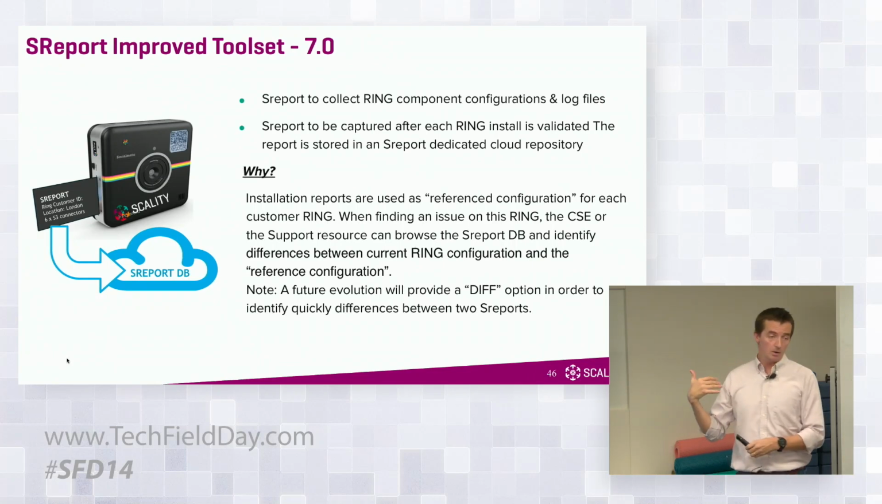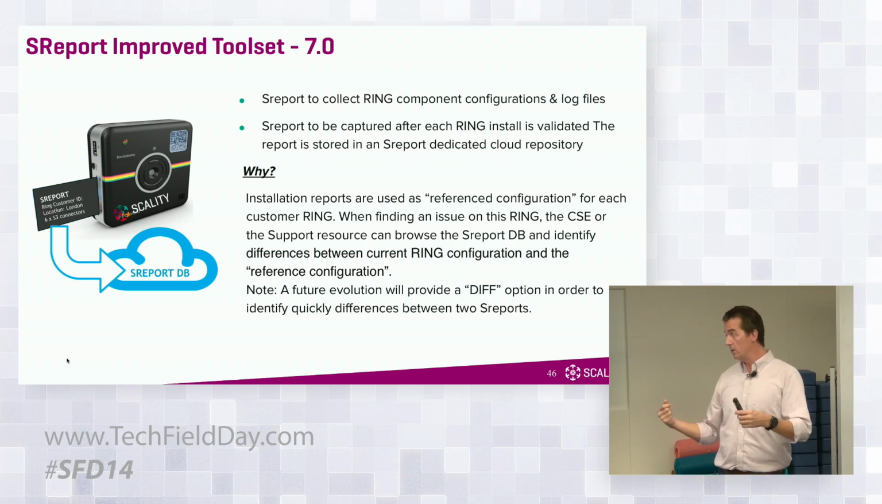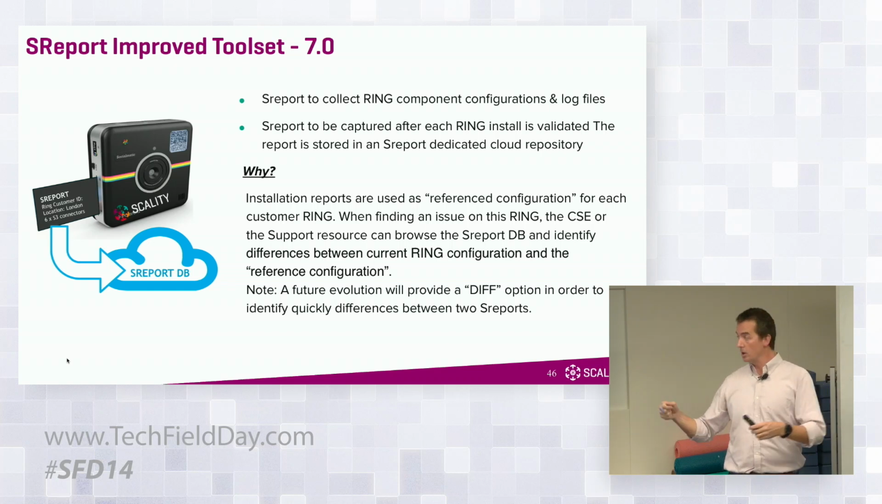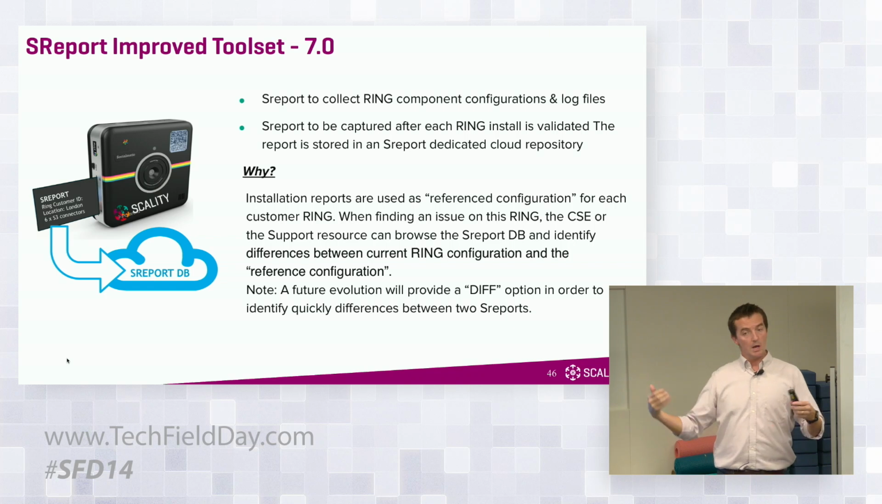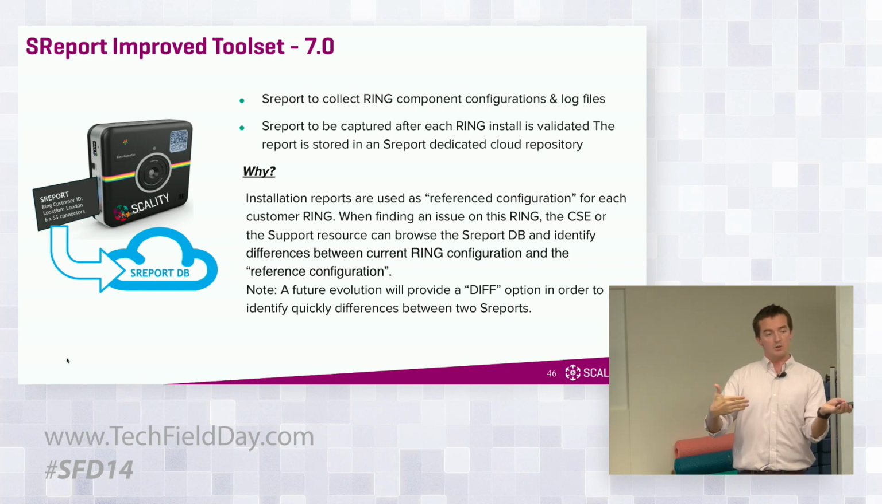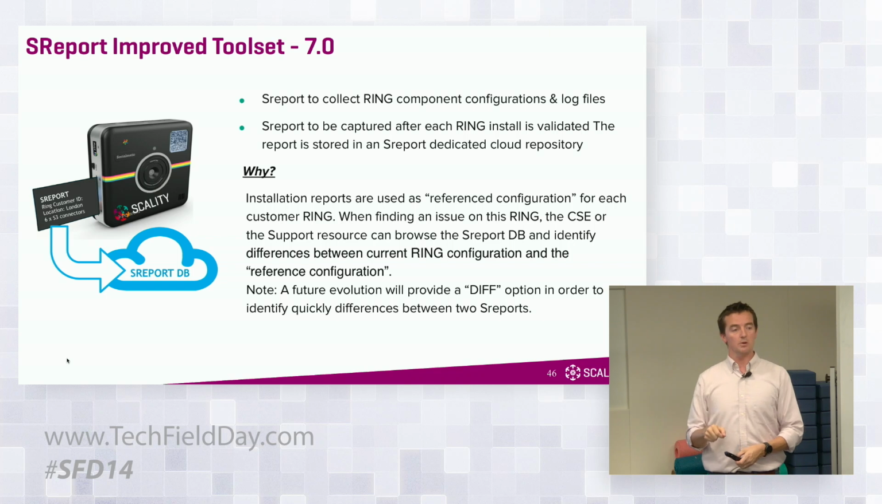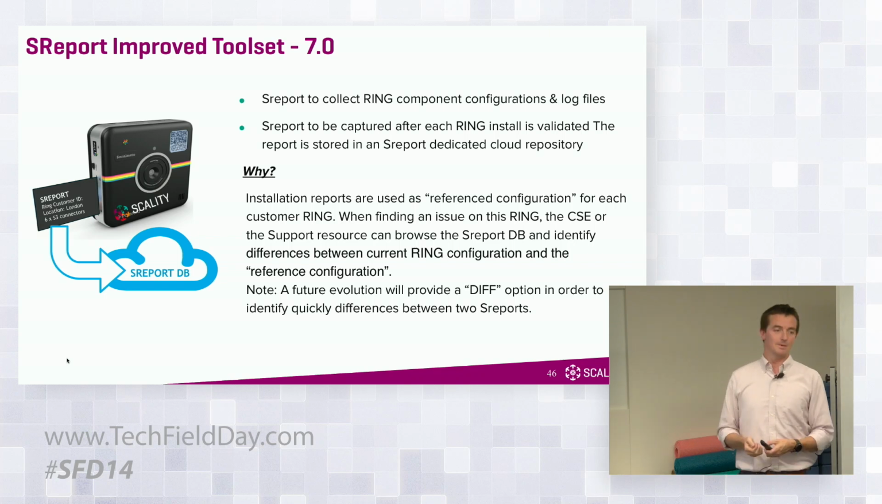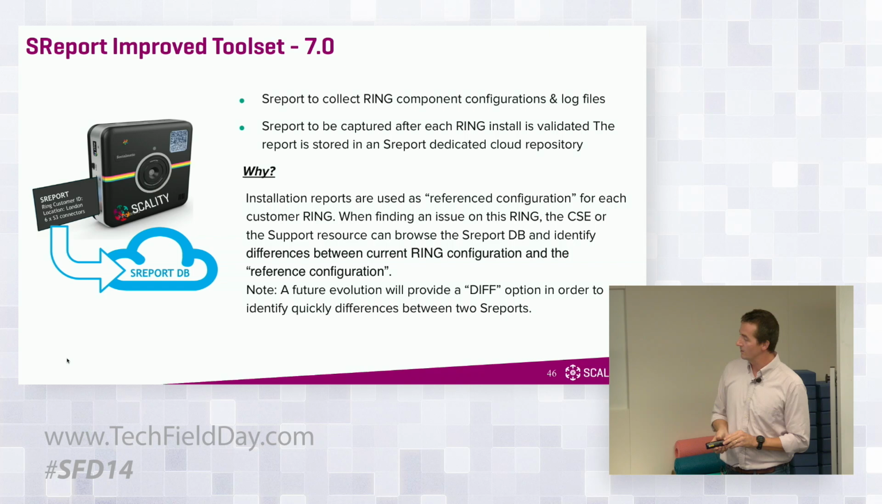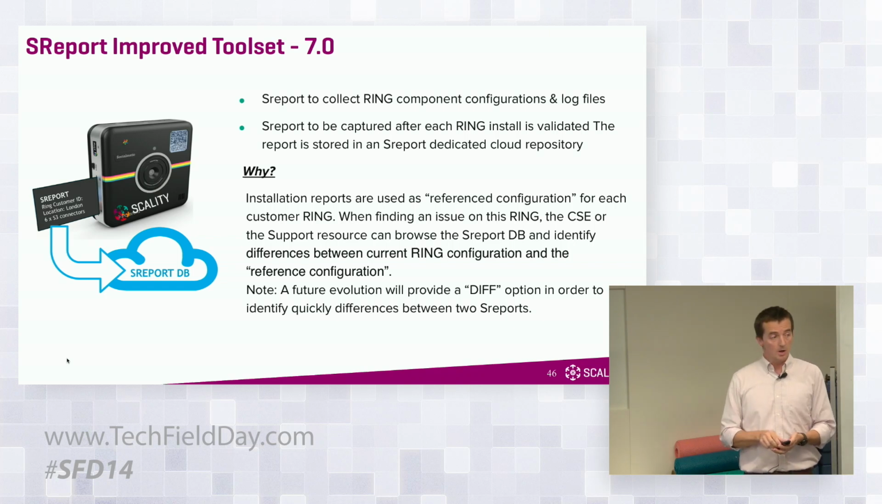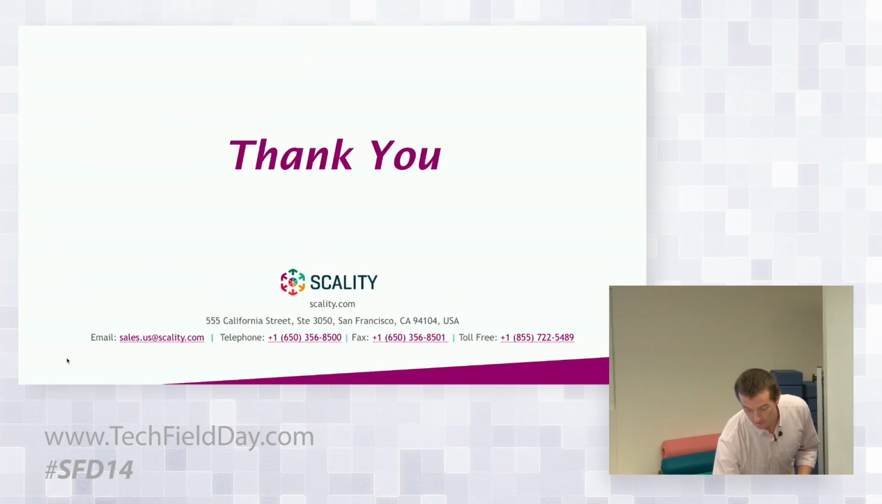We store that in a database, and I was giving you an example before. This is useful whenever someone calls and says, hey, I've got an issue, my SMB connector doesn't work anymore. We're going to request a new S report, and we'll be able to see what's going on. What's the difference? Oh, you've been touching the smb.conf file. You messed it up, and we can take a look at it. So we really use those as a reference configuration for each customer and collect information on that. Okay? That's about it for me today.